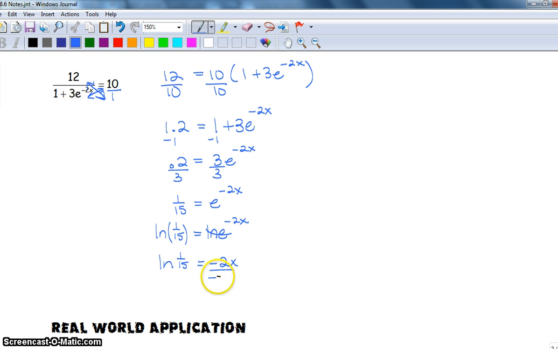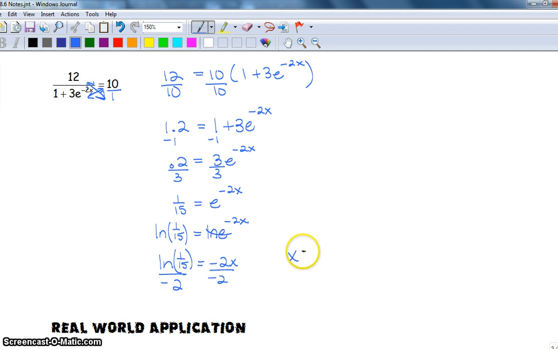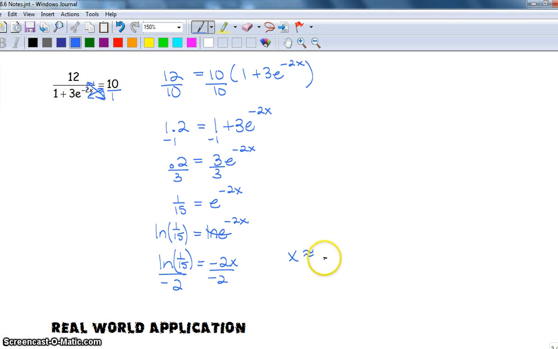And to get x by itself, we divide by a negative 2. So in your calculator, we take the natural log of 1/15. The 1/15 is all in parentheses, and then we divide that by a negative 2 to get that x is about 1.354.